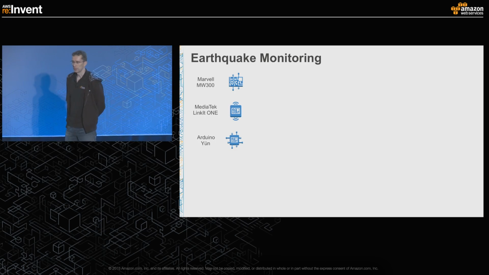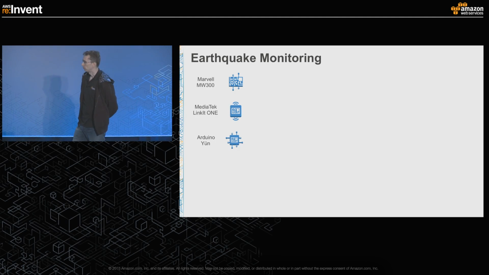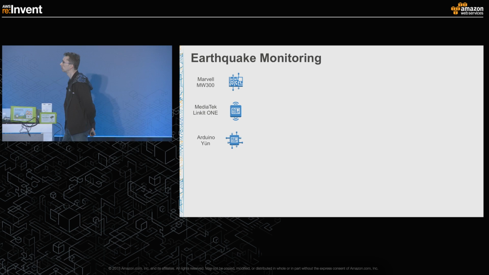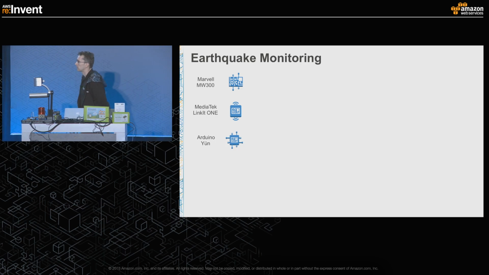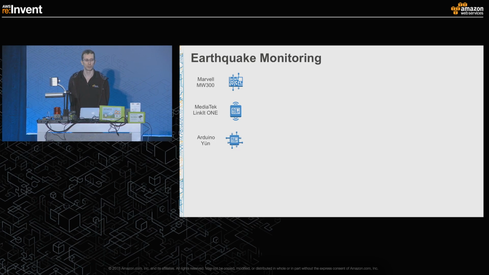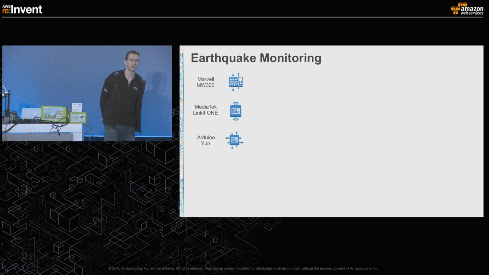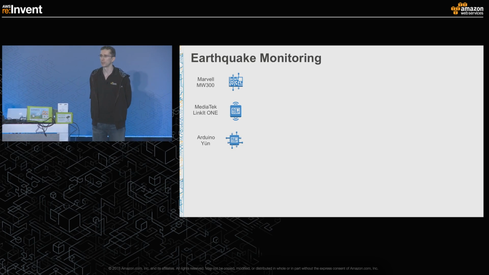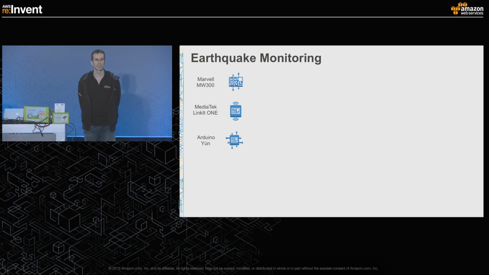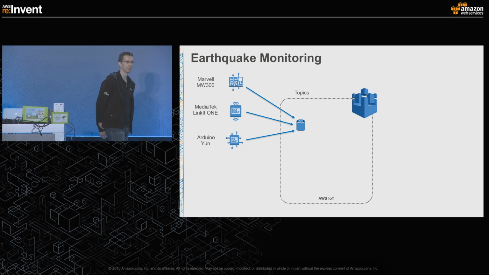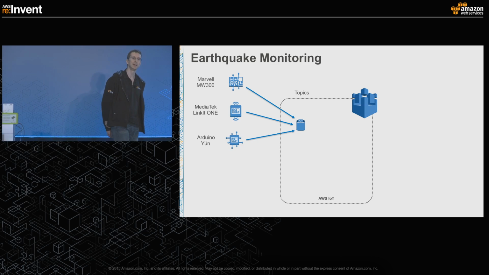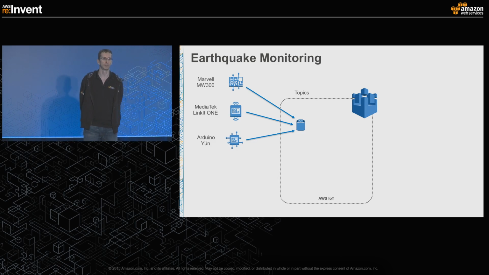Earthquake monitoring. In this particular demo, right here on the stage, I'm going to show them to you soon, we have 3 devices as the clients, as the sensors. So we have a Marvell, a MediaTek Linkit 1, and an Arduino Uno board. Each of these has an accelerometer sensor, and they are pumping acceleration values to a common topic. So they are publishing the current state of acceleration for these devices to the same topic in AWS IoT with MQTT.